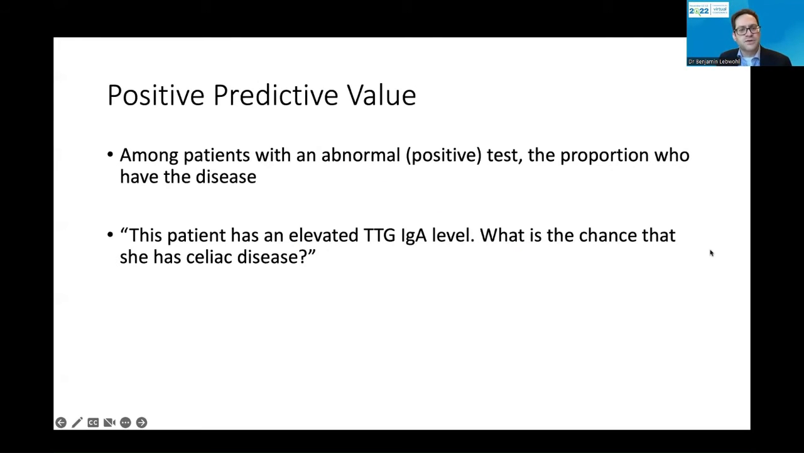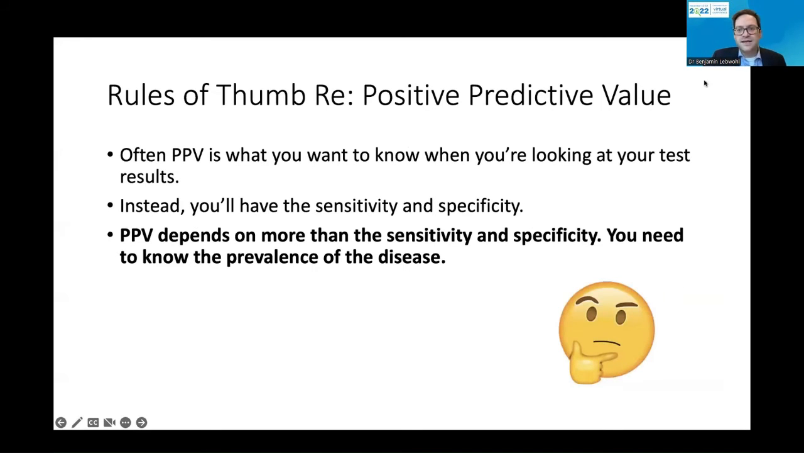So those are the two terms you most commonly hear, but what we really want is the positive predictive value. Among those who have an abnormal or positive test, how many actually have the condition? So in plain English, this patient has an elevated TTG-IgA level. What is the chance that she has celiac disease? That's really what we want to know. The positive predictive value. If you have an abnormal test, do I have celiac disease? Yes or no? And here's the thing about test characteristics. The positive predictive value is often what you want to know when you're looking at a test result, but you don't have that.